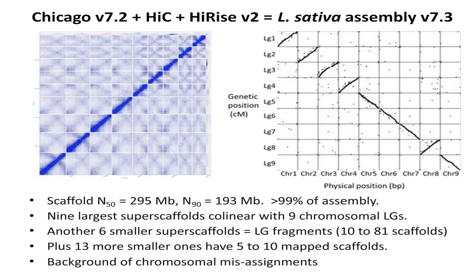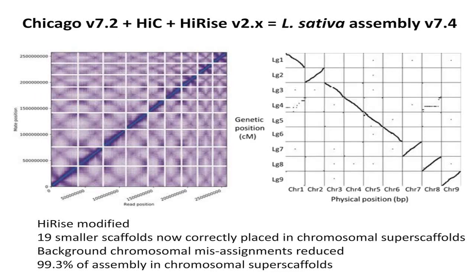And when we validate that genetically, in the right-hand dot plot there, you can see that we get very good diagonal lines for each of the chromosomes. There's a little bit of noise shown here going across. But the nine large super scaffolds are basically collinear with the nine chromosome linkage groups. We had another six smaller super scaffolds containing quite a few scaffolds, and you can see them, just a trace at the top of the left-hand figure, or the right-hand side there, plus 13 smaller ones. And as I say, we have a background of misassignments.